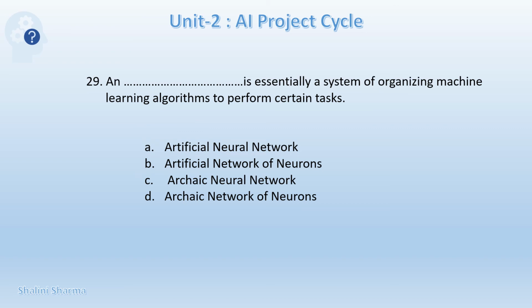And dash is essentially a system of organizing machine learning algorithms to perform certain tasks. The options are A. Artificial neural network, B. Artificial network of neurons, C. Archaic neural network, D. Archaic network of neurons. Correct response is artificial neural network, option A. An artificial neural network is essentially a system of organizing machine learning algorithms to perform certain tasks.